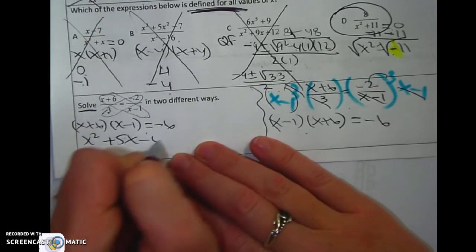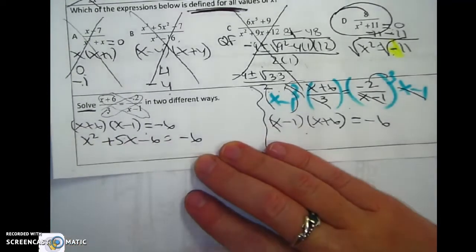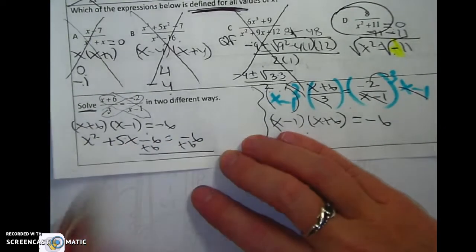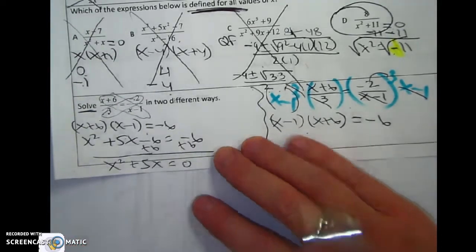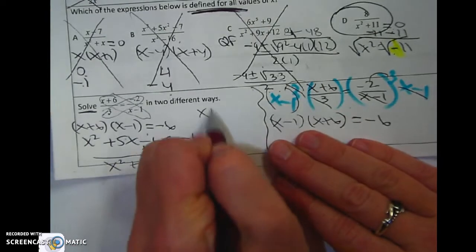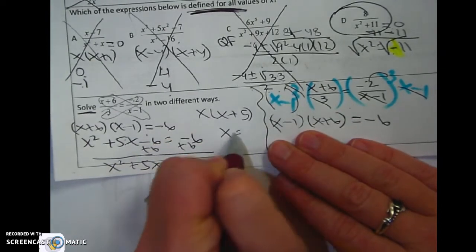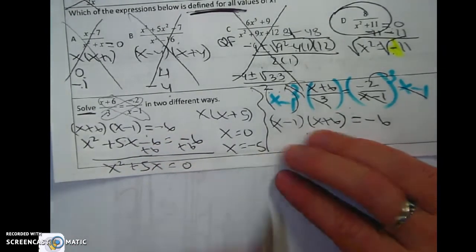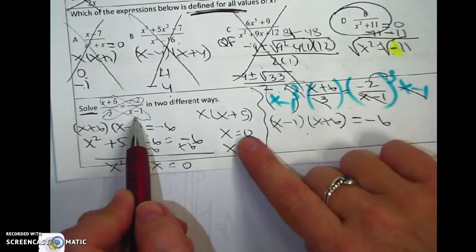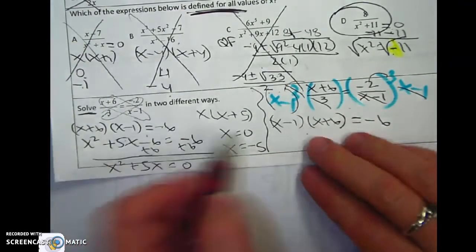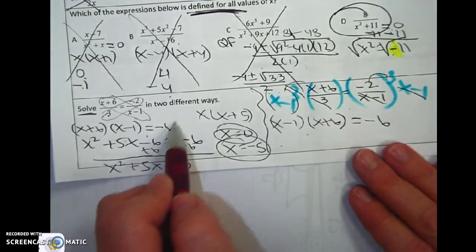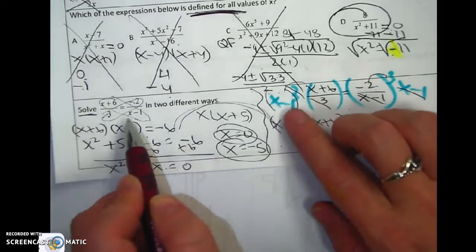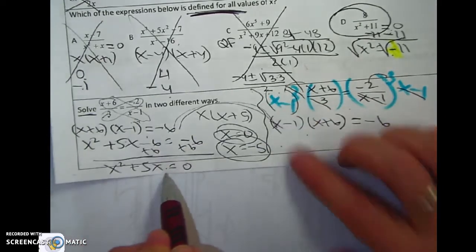X squared plus 5x minus 6 equals negative 6. Add 6 to both sides. I'm just left with x squared plus 5x equals 0. I factor that out. I get x equals 0, x equals -5. Check to see if I plug in 0, we're good, and if I plug in -5, we're good. I don't need you to solve both of them. I need you to show me that there's equality between them depending on which way that you solve, and that you solve one of them.